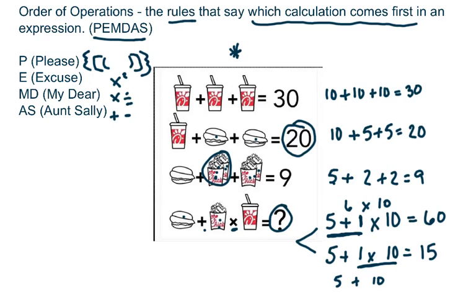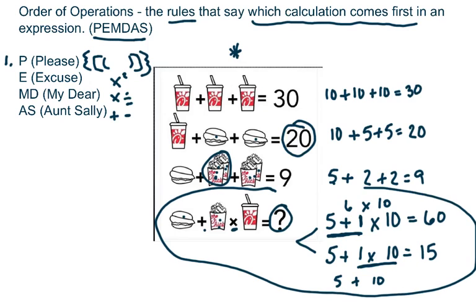So if I go back to my Chick-fil-A problem, I look at what we're supposed to do first, which is parentheses, and I look back at that equation. I don't have any parentheses, so I'm going to skip that. I'm then going to go to exponents. I look back at my problem. I don't see any exponents.